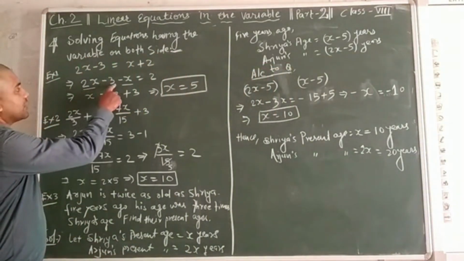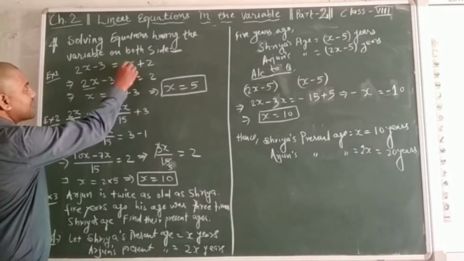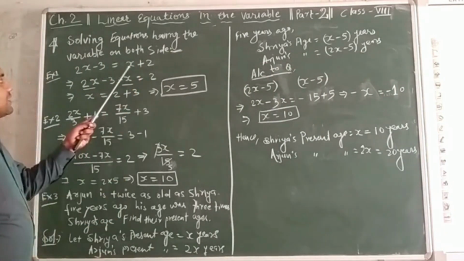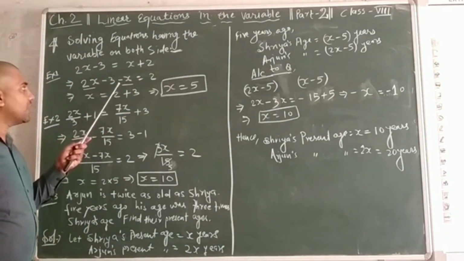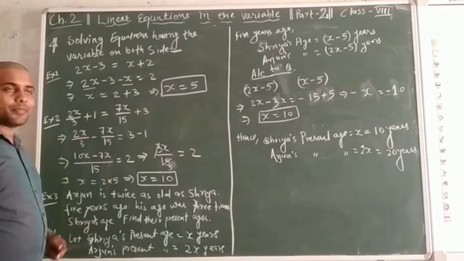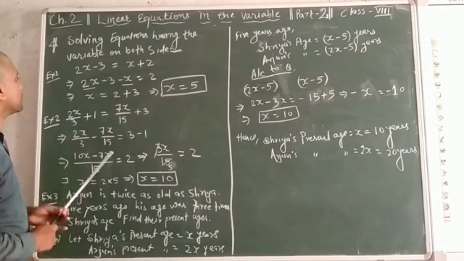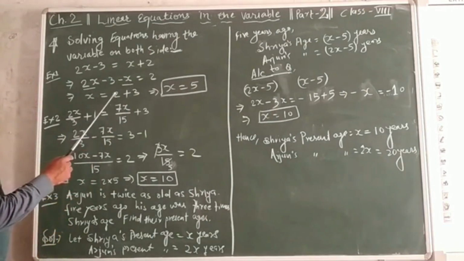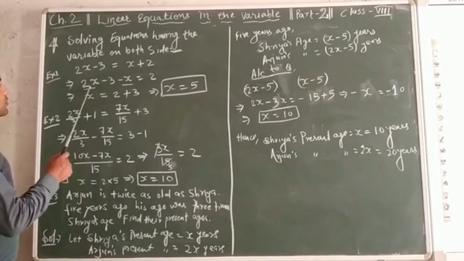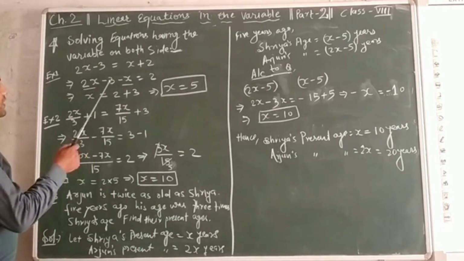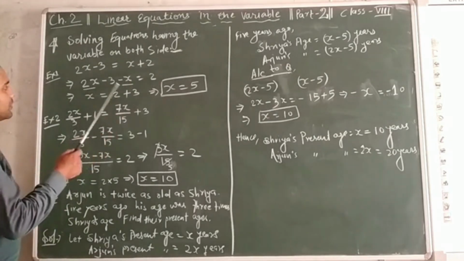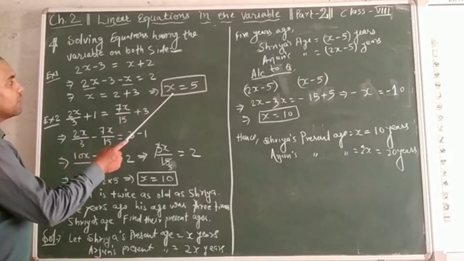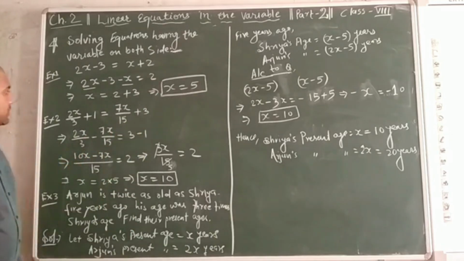2x minus 3 minus x, RHS x we have shifted to LHS, so minus x, that is equal to 2. So x is equal to 2 plus 3, because 2x minus x will be x, and this 3 will be shifted to the right side, so that will be 2 plus 3. So the value of x, what we got? 5. One more example we will see.